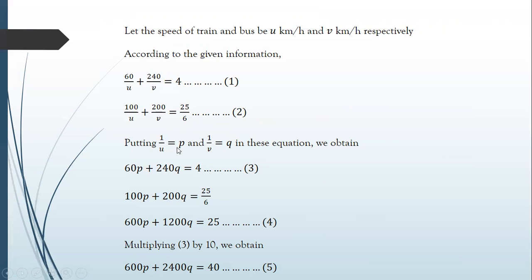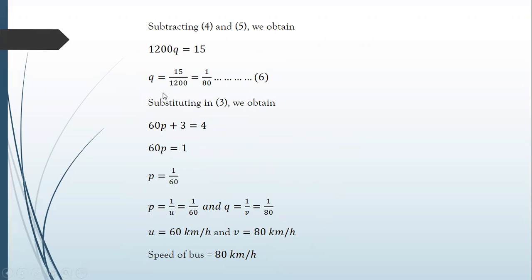Again, we substitute 1 by u as p and 1 by v as q. So we get the third and fourth equations. The third equation is 60p plus 240q equal to 4 and the fourth is 600p plus 1200q equal to 25, multiplying equation 3 by 10. Solving, we get q as 1 by 80 and p as 1 by 60 after substituting in equation 3. So p is 1 by 60, so u will be 60. q is 1 by 80, so v will be 80.